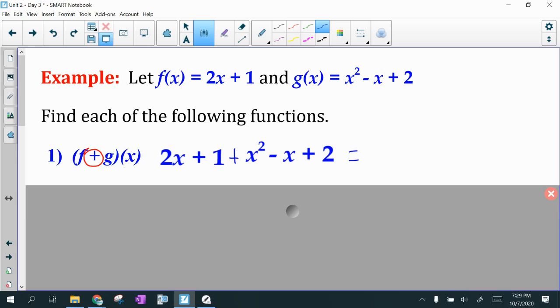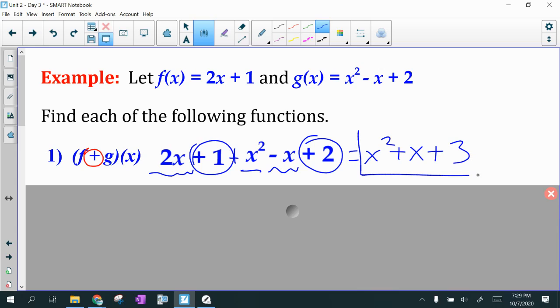That's a matter of combining like terms. So I can say, well, greatest power is x squared. So I'm going to say 1x squared plus, next I'm going to call it 2x, and minus 1x, which is going to get me just a positive 1x. And then finally, I'm going to say positive 1 and positive 2 is going to get me a positive 3. And there you go. Not too difficult, and hopefully not a big struggle.